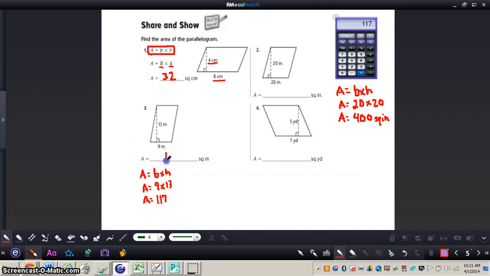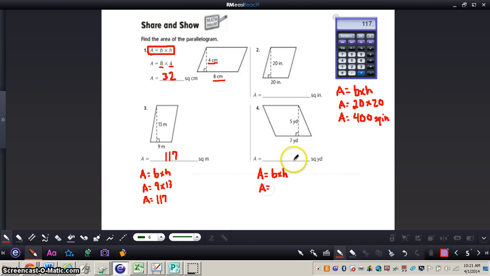So area equals 117 square meters. Let's take a look at the next one here. Number 4. We have a parallelogram that's a base of 7 and a height of 5. So area equals base times height.